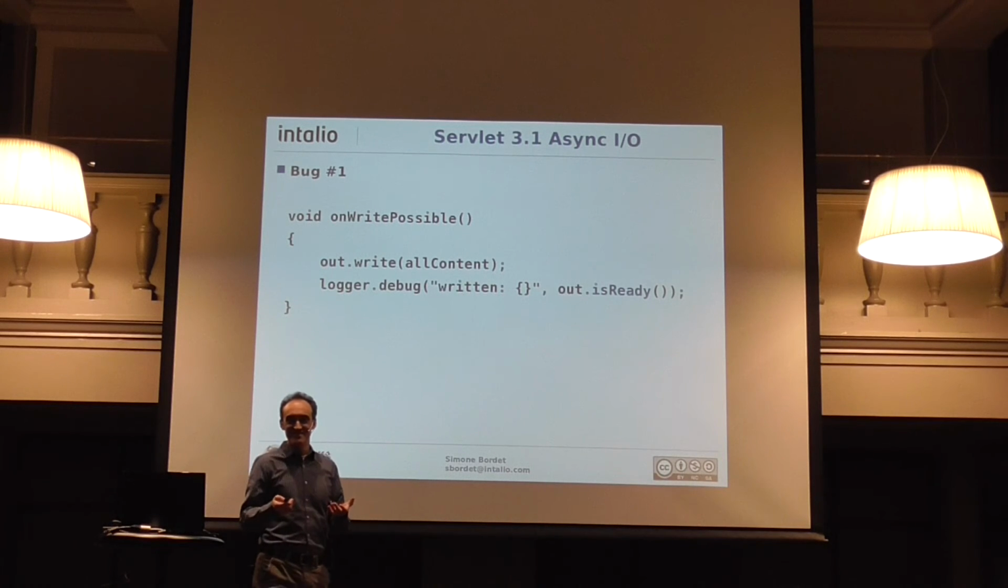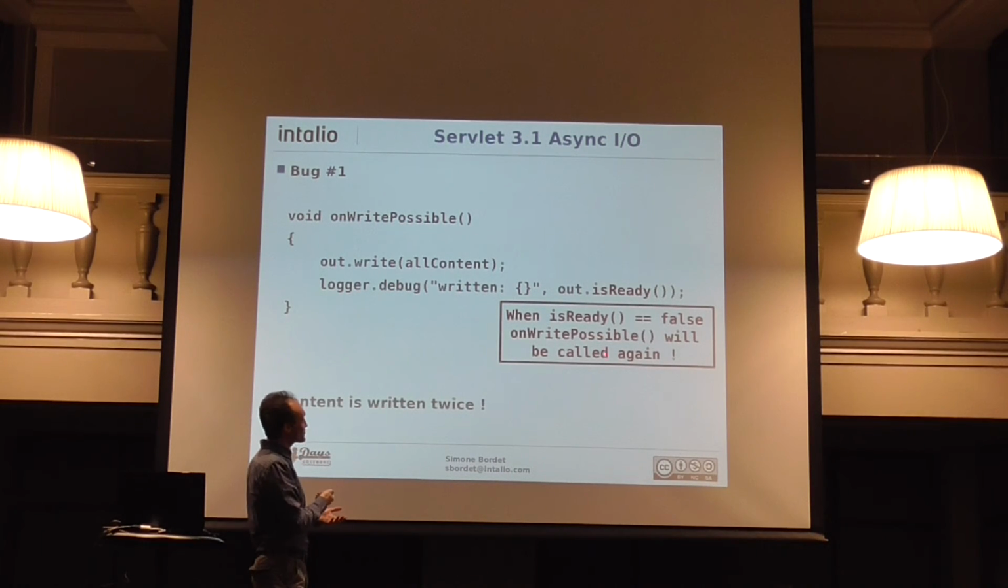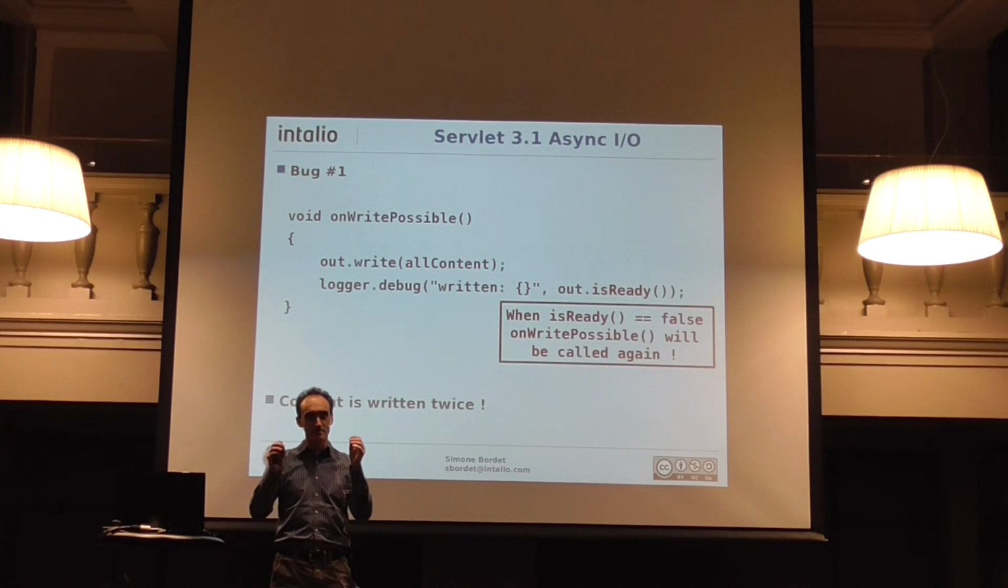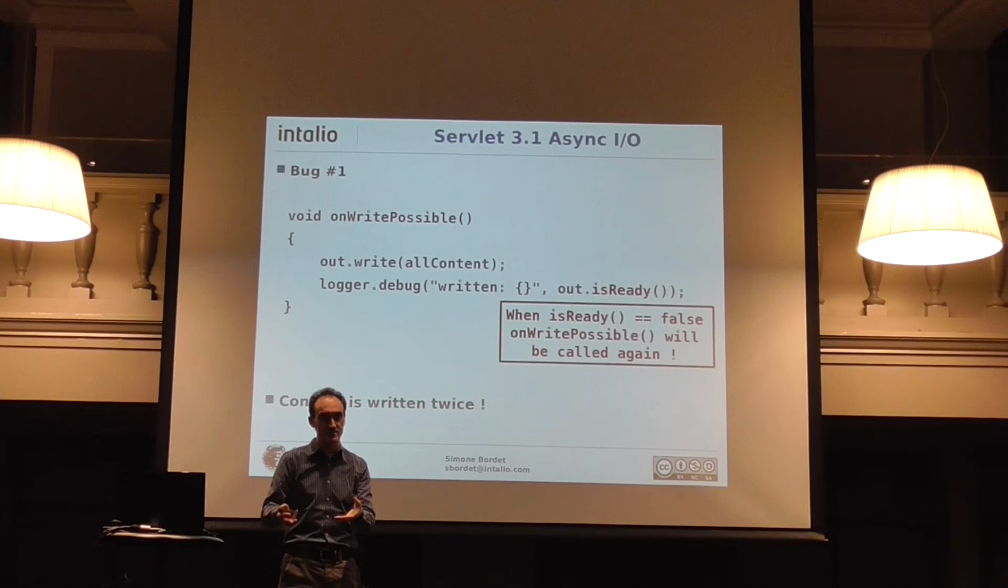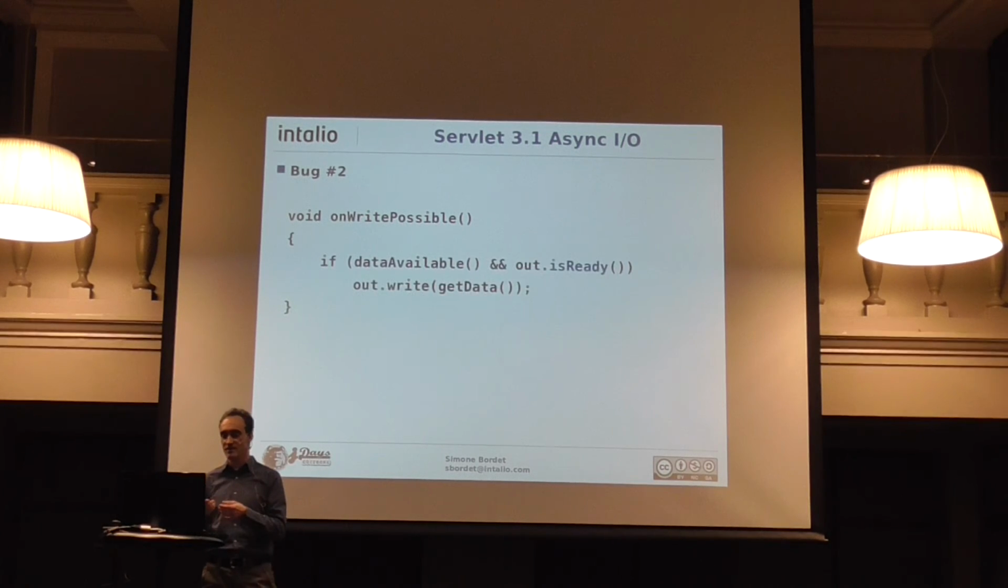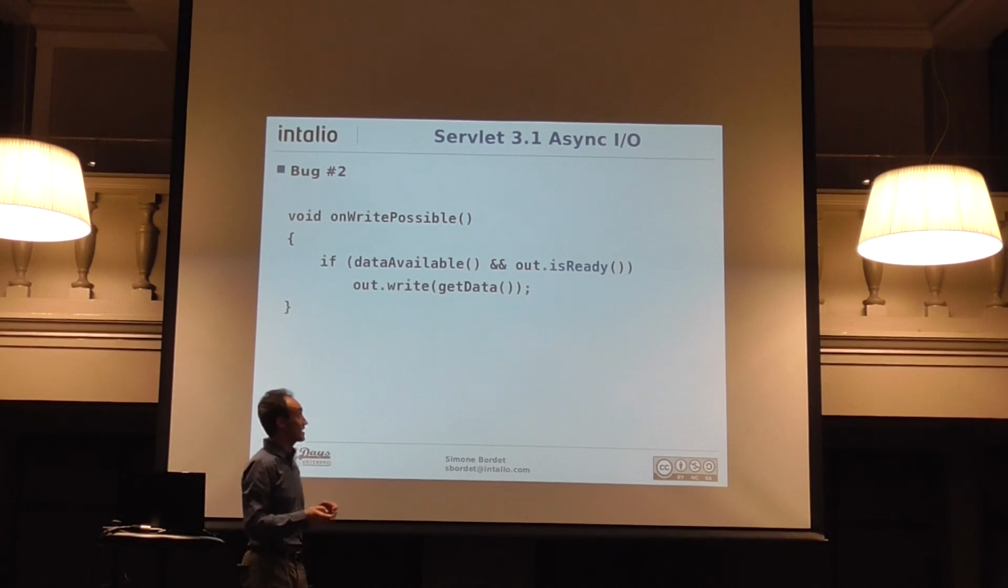Well, where's the problem, though? Can you spot it? You write something. No, that's the problem. Everything. Yeah. isReady, when it returns false, what happens? That tells the container, hey, you've got to call onWritePossible again. So what do you do? You write all the content again, right? So it's not good. So now starts the idea that writing must be guarded by some kind of condition, where I have to test out.isReady before writing or after writing, right? And this is very important. So let's try to fix this issue and write this other example.